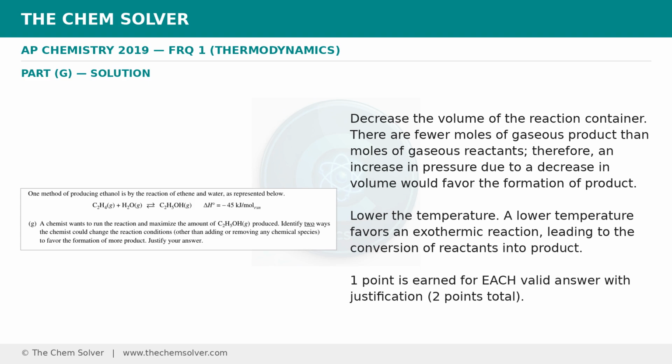Lower the temperature. A lower temperature favors an exothermic reaction, leading to the conversion of reactants into product. 1 point is earned for each valid answer with justification, 2 points total.